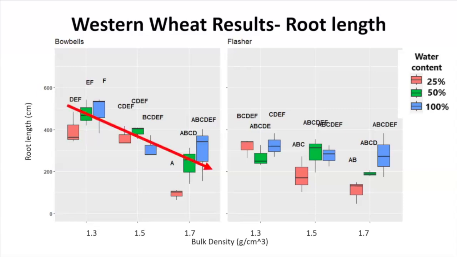We did see these general trends where bulk density is starting to affect, or looks like it's starting to affect, the total root length. But obviously we can see that water content is a little bit more important than the bulk density.